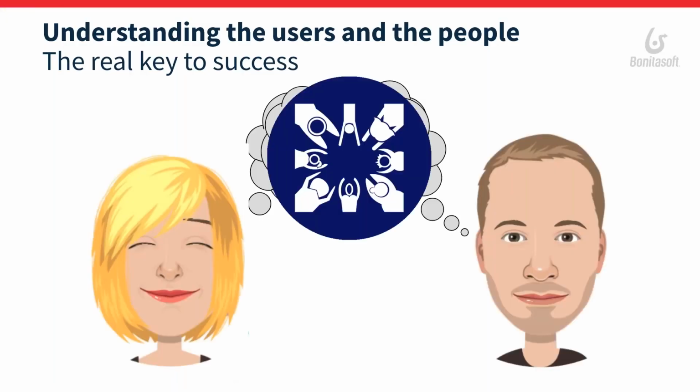You have to make sure that you understand the users and the people. So here you see that you have two people, Delphine and Kai, but how can they collaborate and talk together? Because we have totally different kinds of profiles.